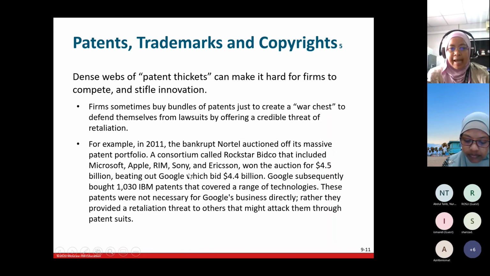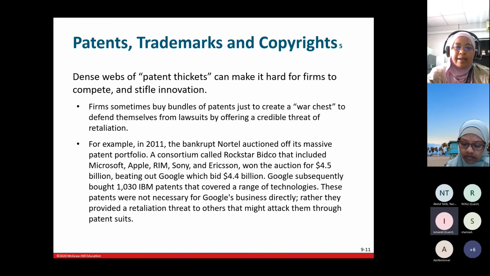Talking about these patent thickets, there were some issues also back in 2011. It's about the Nortel auction of its immense patent portfolio. So a consortium called Rockstar Bidco bid in the auction for the patents. And once they got them, it meant that Google lost. They cannot use those patents in their products. Okay, so these are companies that were involved in or had issues with patents back then, relating to legal issues.